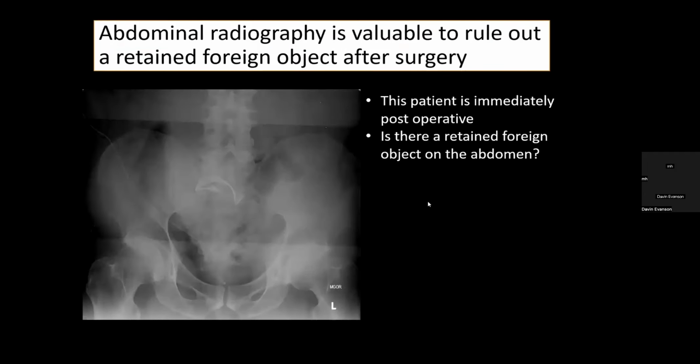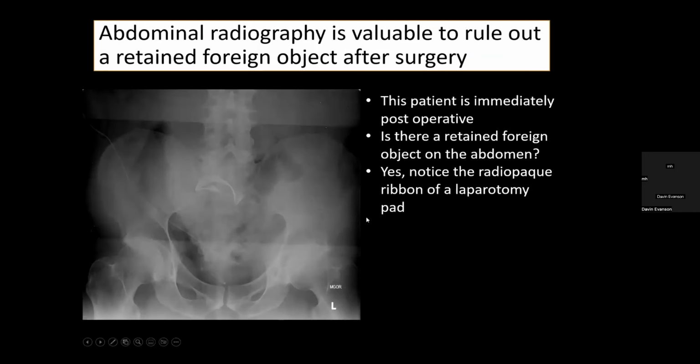One of the most important things is ruling out retained objects after surgery. We get asked to make sure there are no foreign bodies. Again, stones, bones, mass, and gas. We're looking for anything radiopaque. I'll give you guys a couple seconds to look for the radiopaque things.